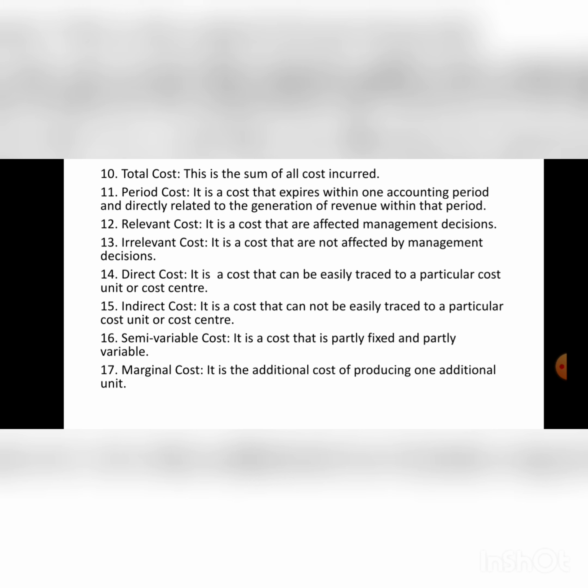Semi-variable cost. Semi-variable cost is a cost that is partly fixed and partly variable. So when a cost is partly fixed and partly variable, it is referred to as semi-variable cost. Marginal cost. It is the additional cost of producing one additional unit.